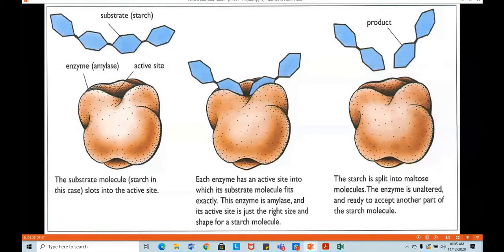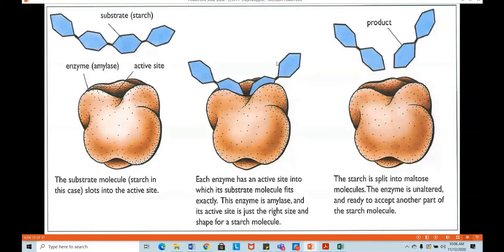So what are the products? The starch is split into maltose molecules. The maltose, which are the disaccharides, right? So this starch molecule has been broken down further into maltose molecules, and the enzyme is unaltered, meaning we studied in the definition itself that though the enzymes help in speeding up or catalyzing the reaction, the enzymes themselves will not change, isn't it? So over here, the enzyme is unaltered, and it is ready to accept another part of the starch molecule.